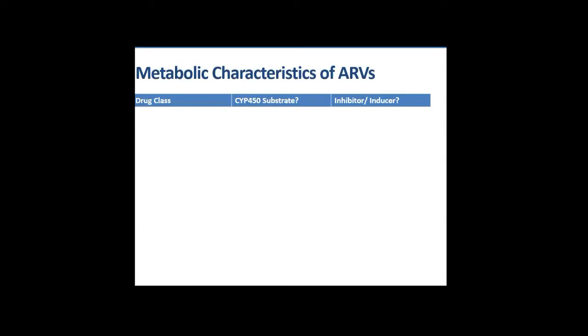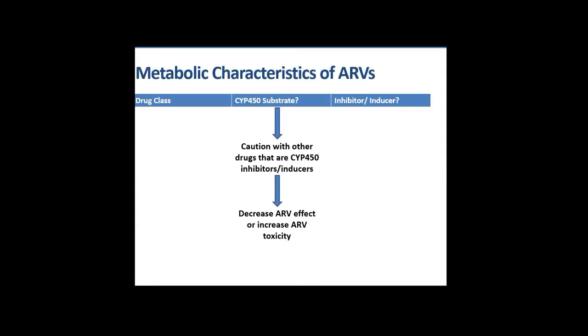So again, reviewing the metabolic characteristics of antiretroviral drugs. What's important is to know first, is that antiretroviral drug a cytochrome P450 substrate, meaning will it be affected by other drugs that may inhibit or induce the P450 system, or is the drug itself an inhibitor and inducer, and would it therefore affect other drugs that are substrates? So as a reminder, if the antiretroviral drug is a P450 substrate, then you would need to use caution when using that drug with other drugs that are P450 inhibitors or inducers, because that could then decrease the antiretroviral effect or increase the antiretroviral drug toxicity, depending on whether it's an inhibitor or inducer.